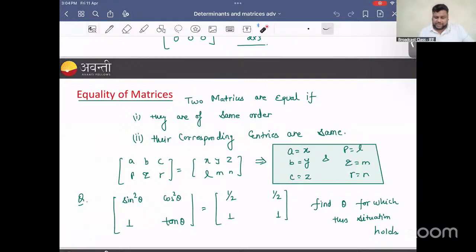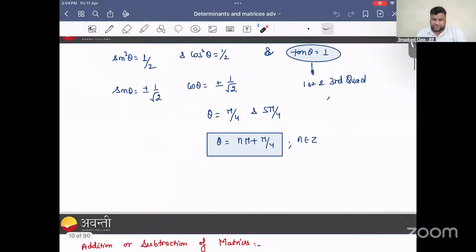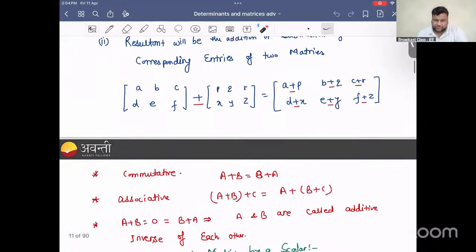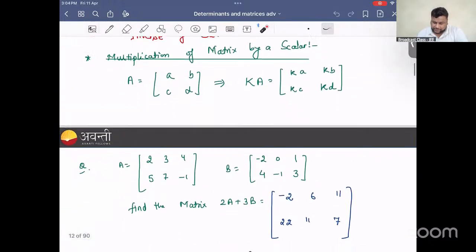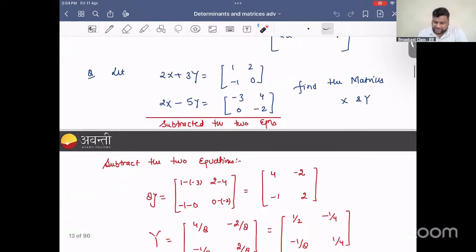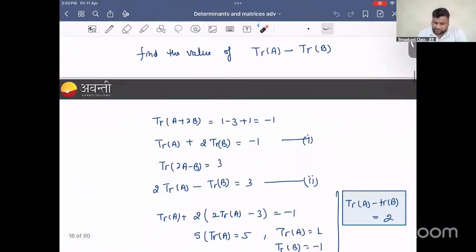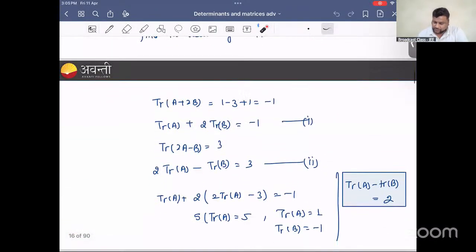Then we have covered equality of matrices. So two matrices are equal if they are of the same order and corresponding entries are the same. All right. Then we have done addition of matrices, subtraction of matrices, then multiplication of matrices by a scalar, and then we have done a certain number of questions over it. All right.